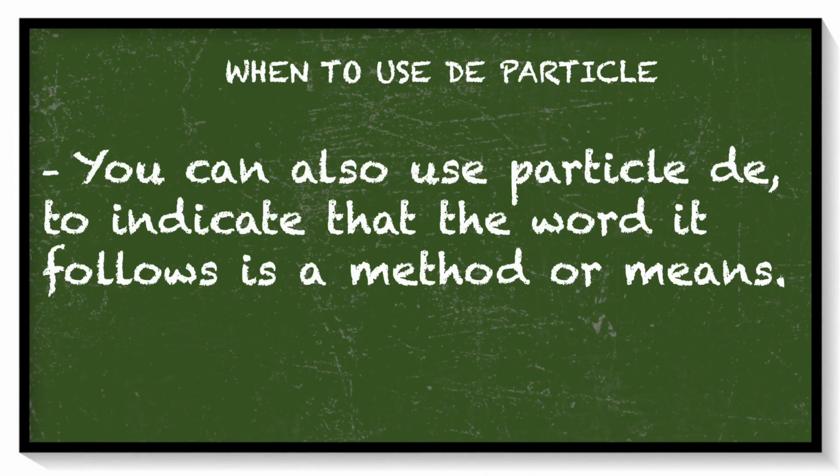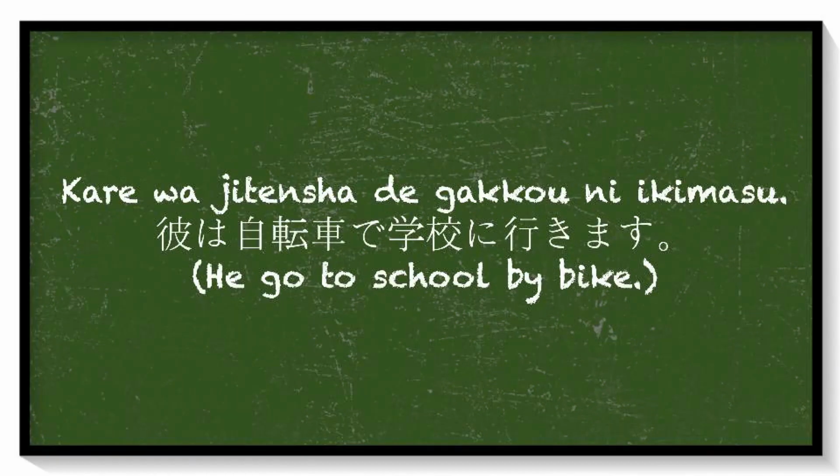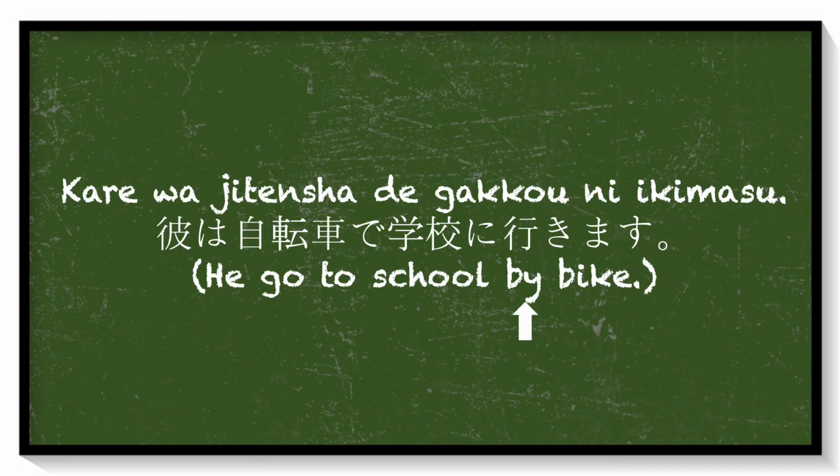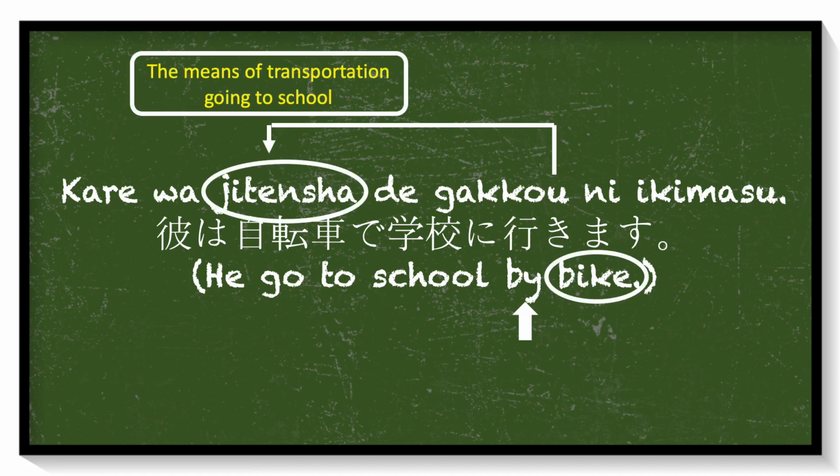You can also use particle で to indicate that the word it follows is a method or means. For example, 彼は自転車で学校に行きます。 Here, 自転車, or bike, was followed by particle で which makes it the means of transportation of the subject.